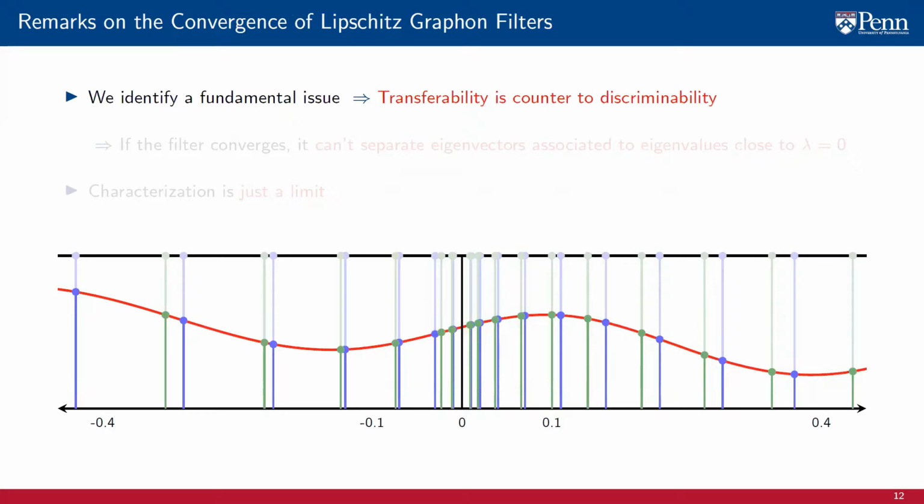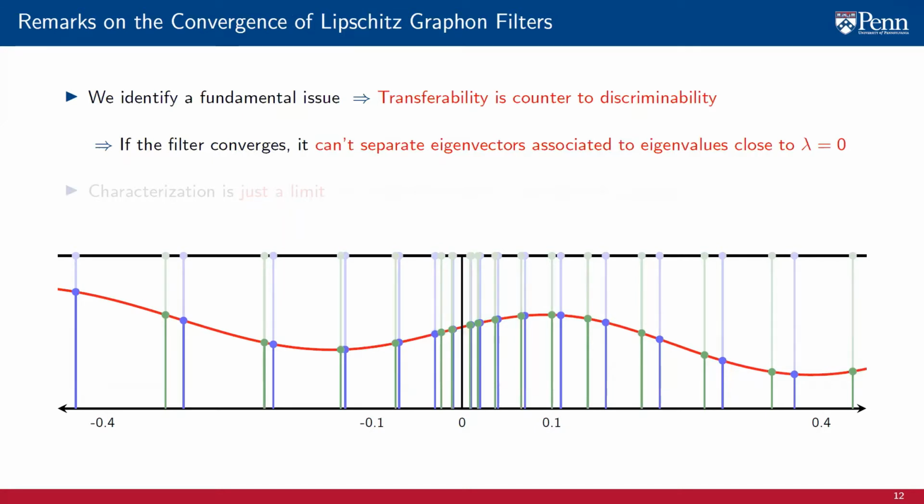Aside from commenting on the proof, it is also important to comment on the implications of the theorem. A fundamental issue that we identify is that transferability is counter to discriminability. If the filter converges, it must be Lipschitz. If it is Lipschitz, its rate of variability is limited by the Lipschitz constant L. But as we approach lambda equals 0, we have closer eigenvalues, which means we would need thinner filters to tell components apart. But these thinner filters take longer to converge to the graphon limit.